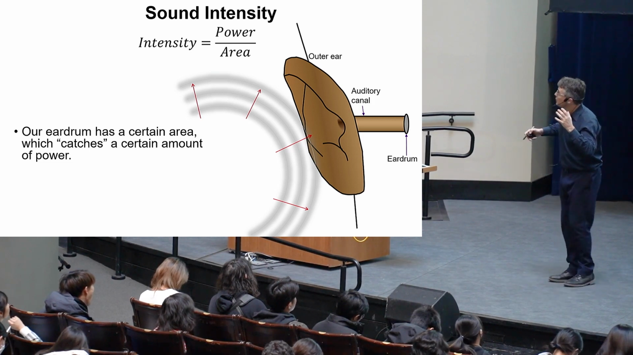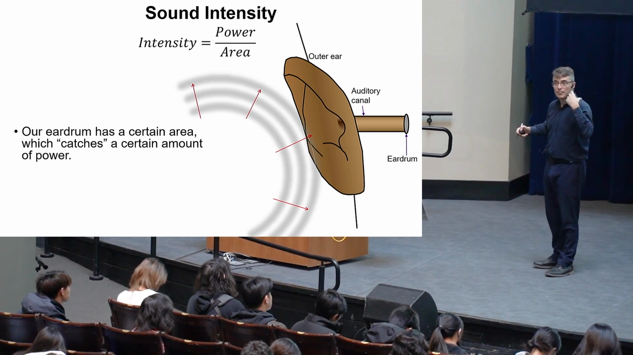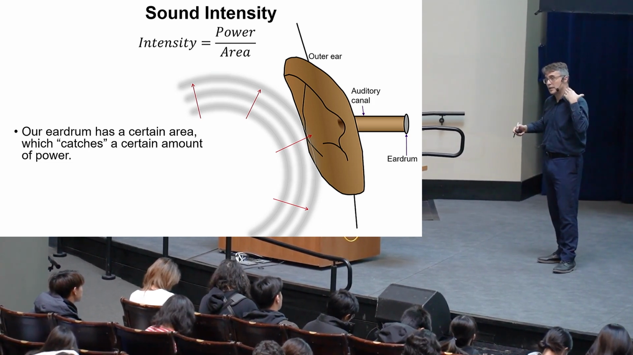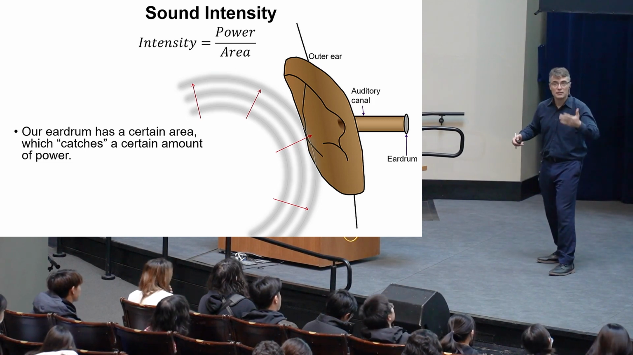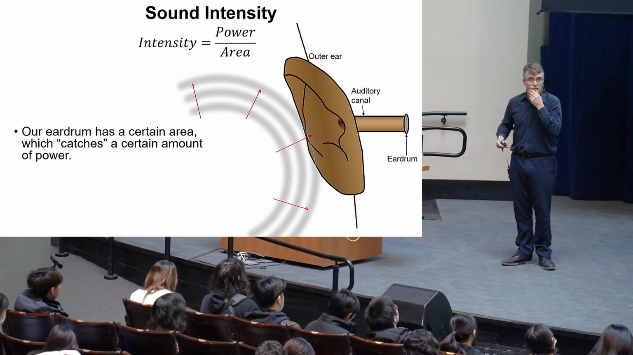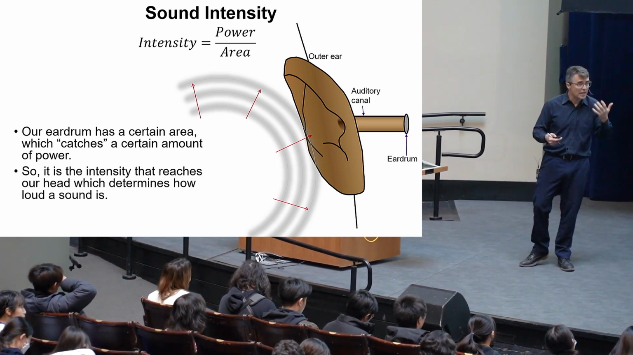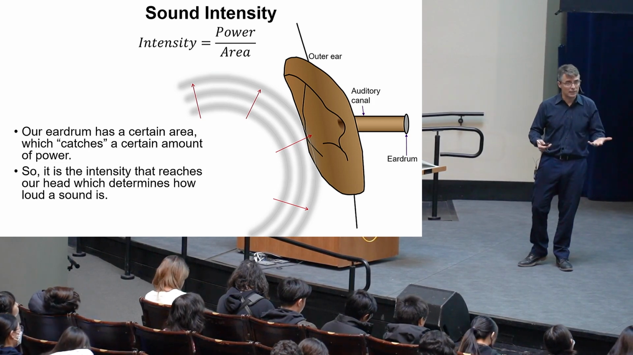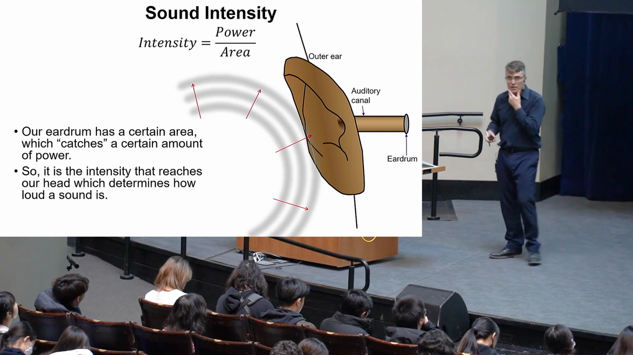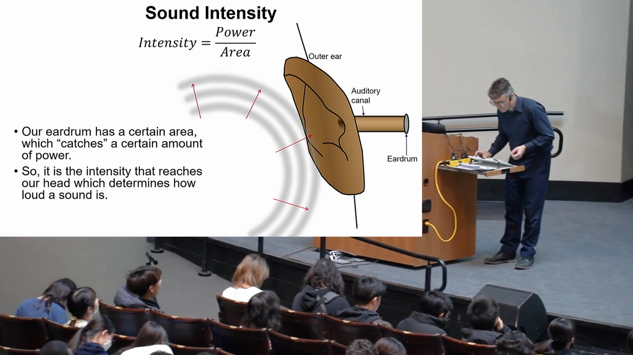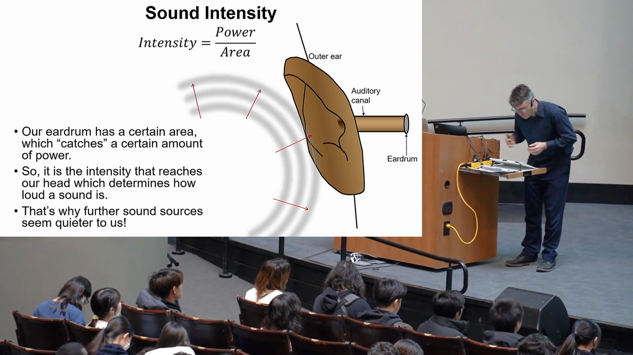Or conversely, if the intensity drops, the amount of sound that you're going to hear is going to be just the area of your ear multiplied times the intensity, if you see what I'm saying. And so it's the intensity that reaches our head that determines how loud the sound will sound. So it's not just the power of the source, but also your distance from the source that matters, because of this geometric effect of spreading. That is why further sound sources seem quieter to us.